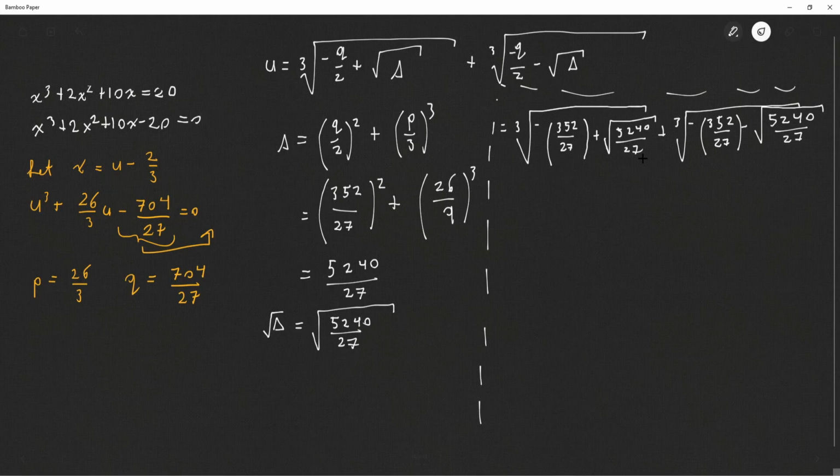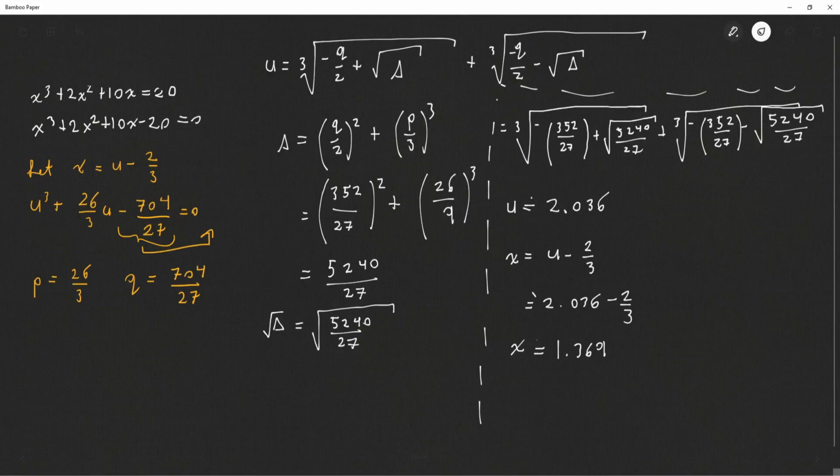Now, putting this massive equation into a calculator will give us that u is approximately equal to 2.036. But we're not done, because we're still in u values. In our original question, we had x values. So changing it back to x values, we set x is equal to u minus 2/3, because that's how we set x in the first place. So this is approximately 2.036 minus 2/3, which gives us an x being approximately 1.369.